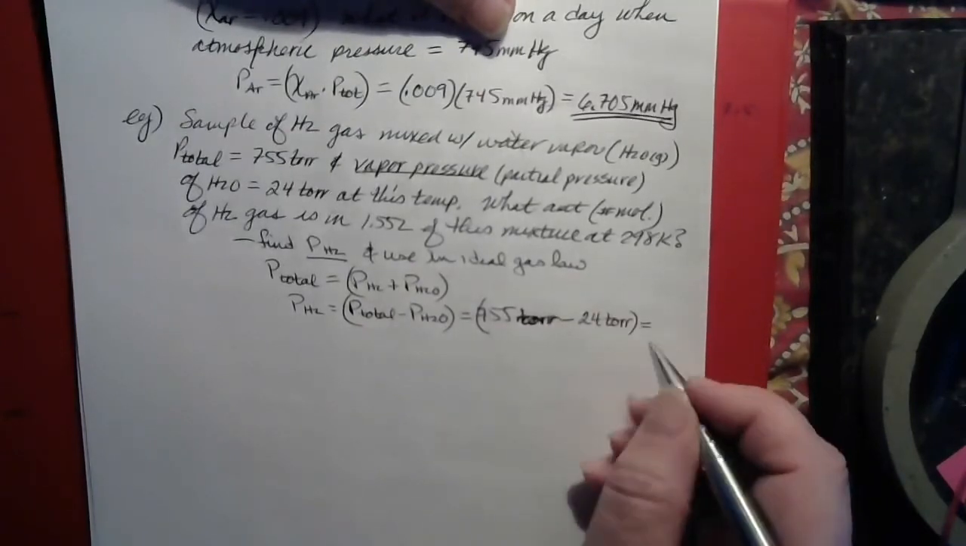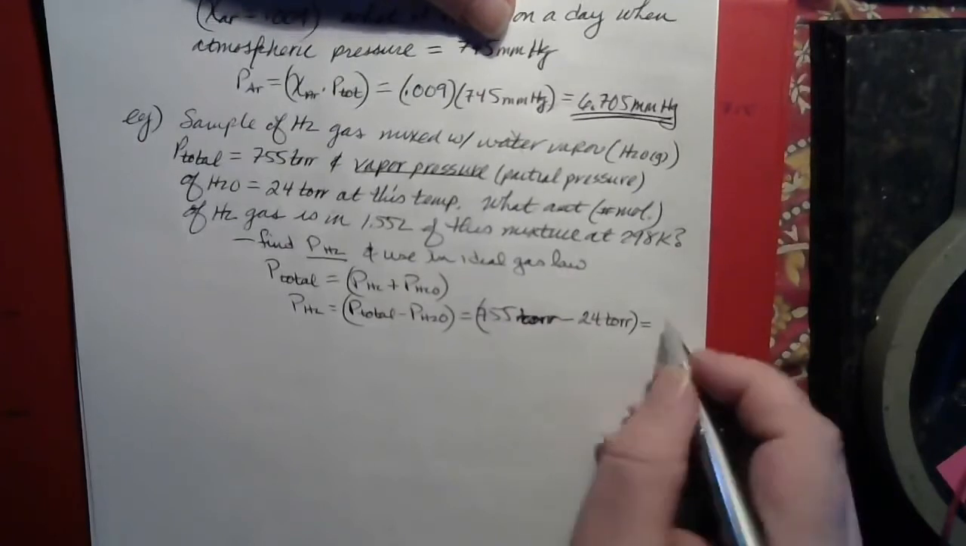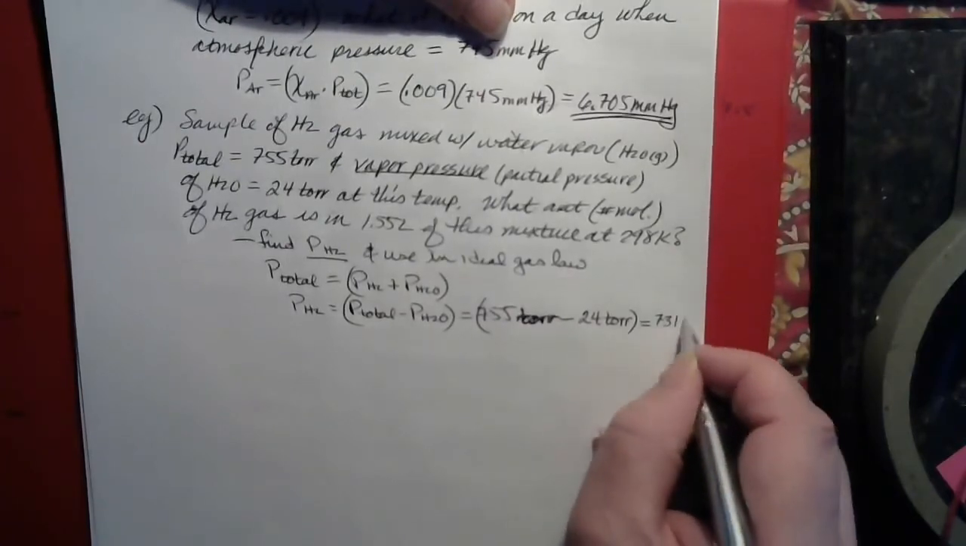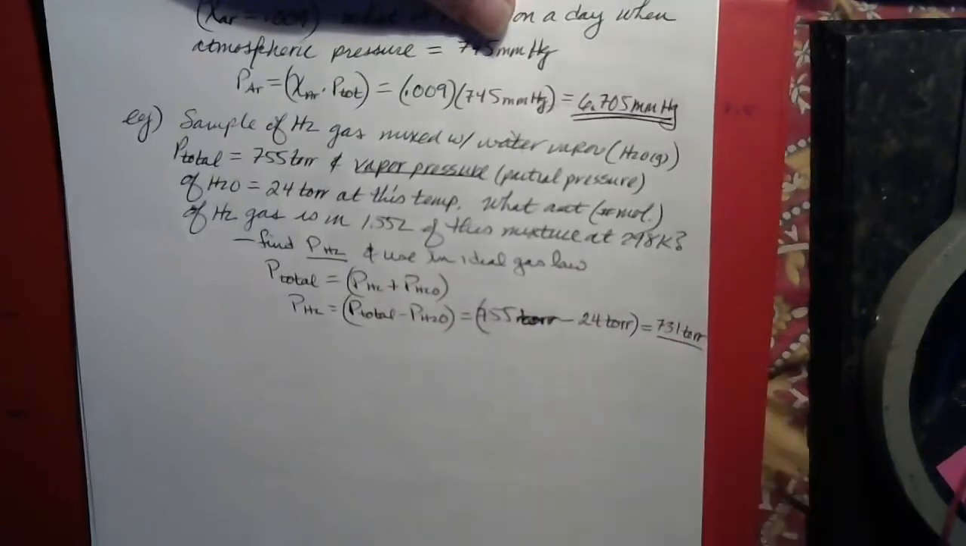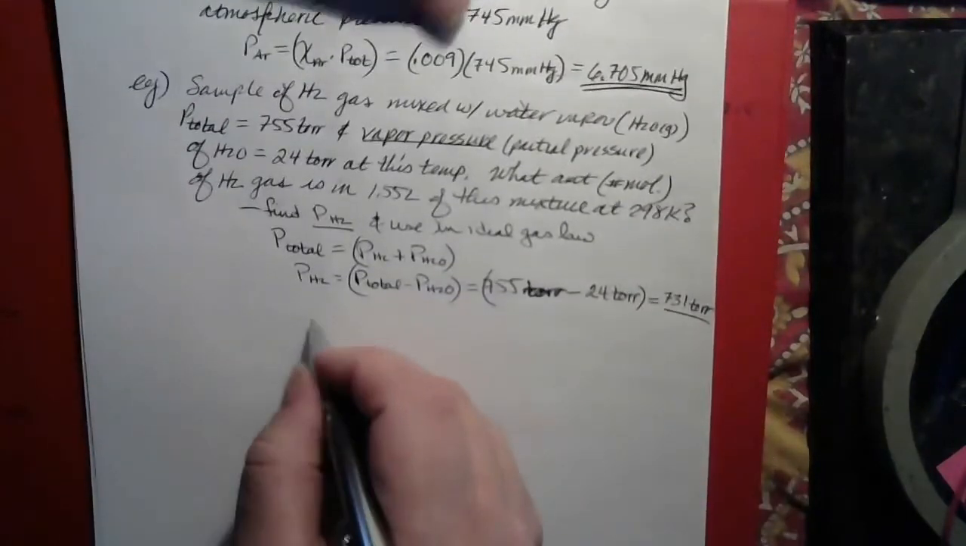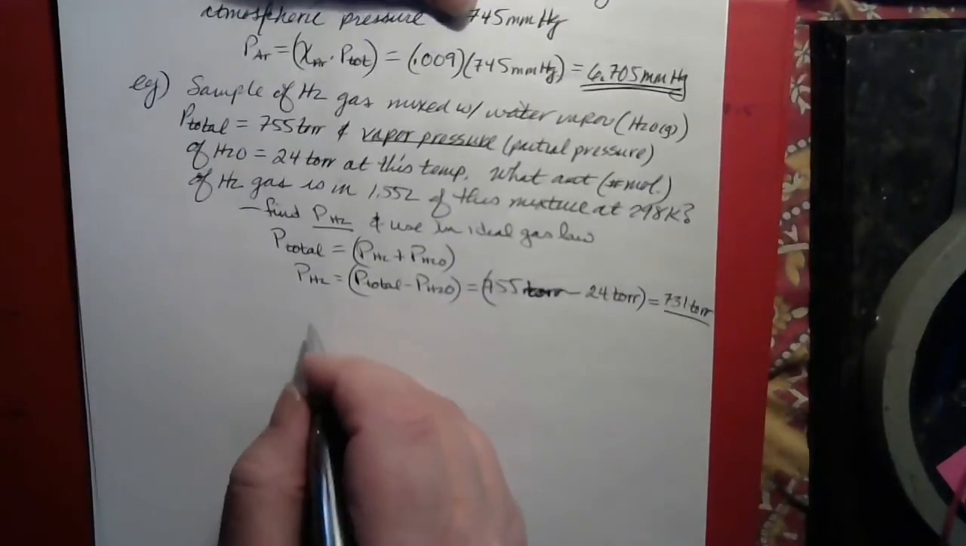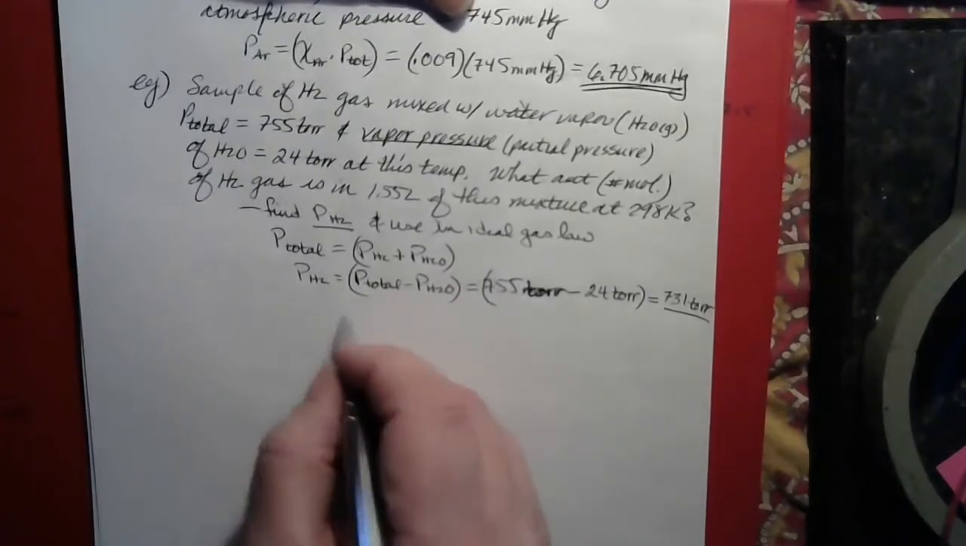And that is 731. That's the pressure just from the hydrogen. But we need it in atmospheres.